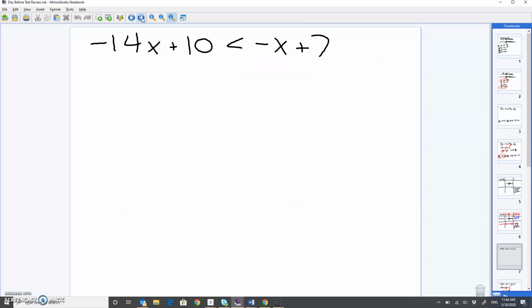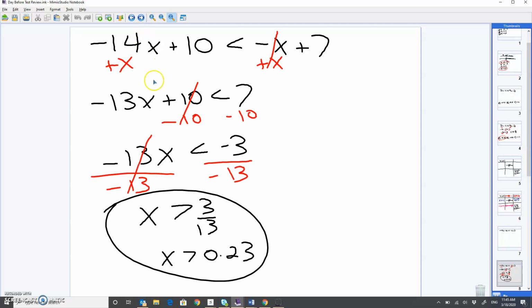Negative 14x plus 10 is less than negative x plus 7. Please attempt this and solve for x. The correct answer is x is greater than 3 over 13, or x is greater than 0.23.